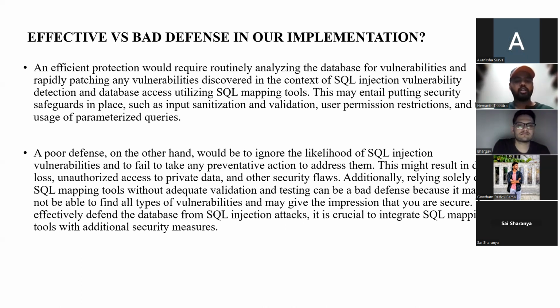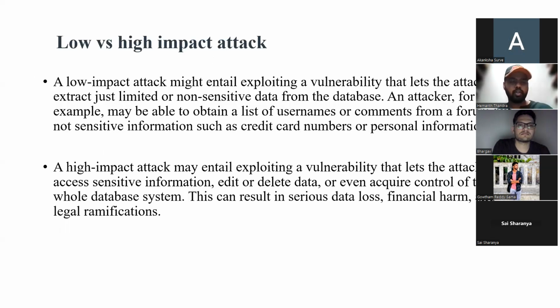The next slide is about low and high impact. Low impact is where the attacker will try to decrypt the data, but he might get only some amount of data, like names, which are not that useful. It comes under a low impact attack. A high impact attack is where he is able to decrypt the code, and he might get all the sensitive data. So it comes under a high impact attack.